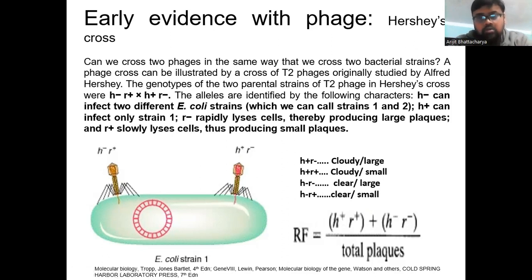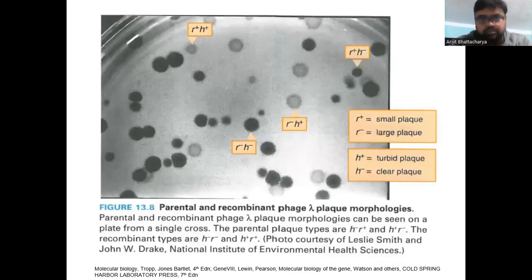Right. So if you want to calculate the recombination frequency between H and R genetic markers, it would be the H plus R plus plaque number plus the H minus R minus plaque number, divided by the total plaques. So the recombinant varieties divided by the total varieties, I mean the number corresponding to each of those varieties. So this is basically how, in Hershey's cross, they try to determine recombination.